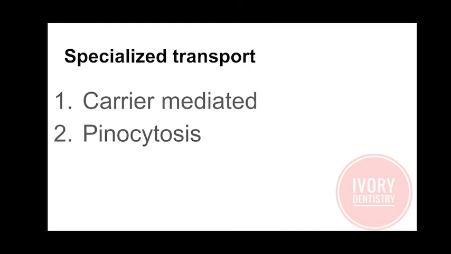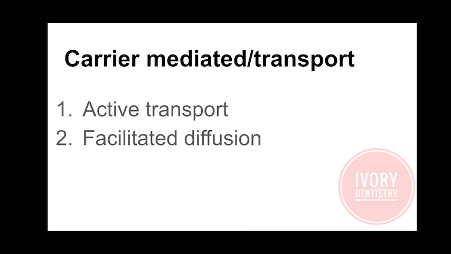Specialized transport. It is of 2 types, carrier-mediated and pinocytosis. What is carrier-mediated? When the drug combines with a carrier present on the membrane and this carrier translocates the drug from one phase of the membrane to the other. This carrier transport is specific, saturable and competitively inhibited by analogues which utilize the same carrier. And this is of two types, active transport and facilitated diffusion.